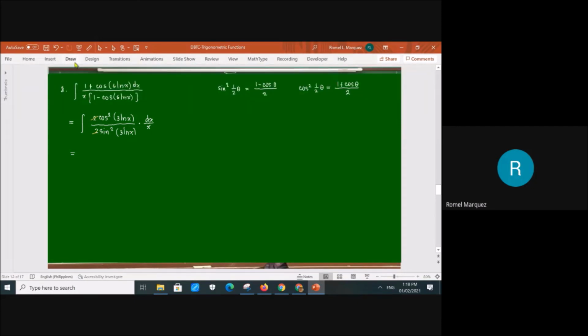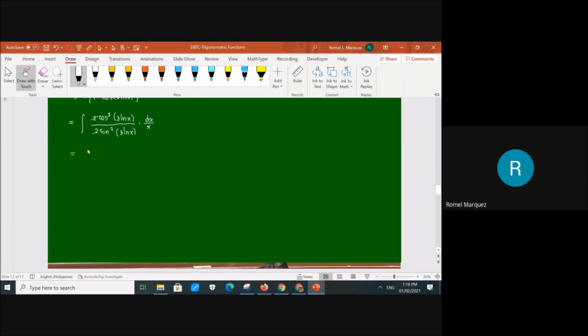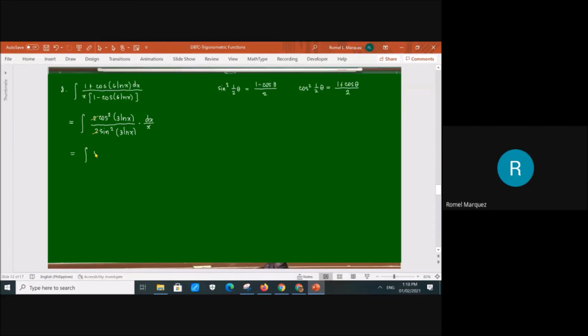And what is the identity for cosine squared over sine squared, guys? That is cotangent squared of 3 ln x. But still, this is not in the formula. So I can have an identity for this again. What is the identity for cotangent squared, guys? That is cosecant squared 3 ln x minus 1. Because 1 plus cotangent squared is cosecant squared. Okay?